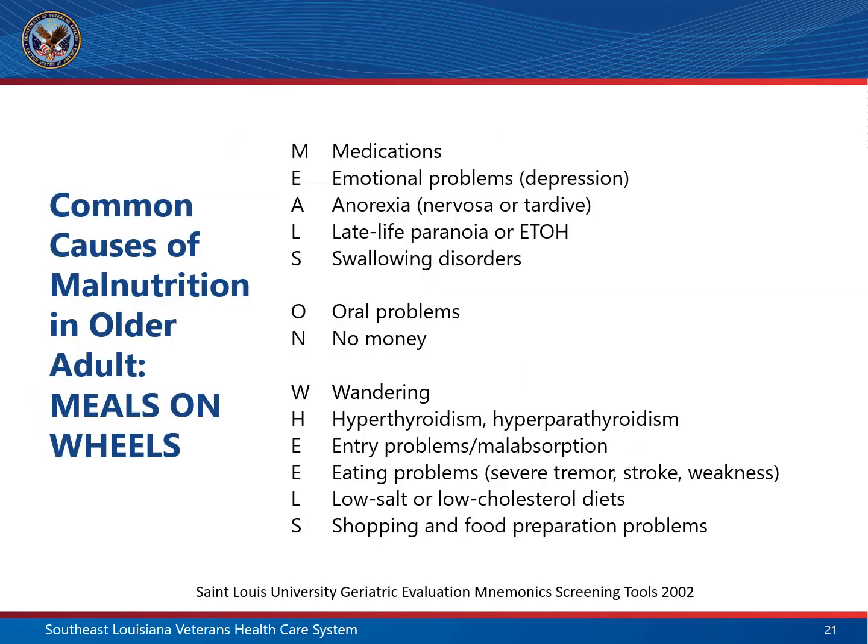So common causes of malnutrition in older adults, you can think Meals on Wheels. This was excellent. It was done by the St. Louis University Geriatric evaluation team, and they have a screening tool. It's called Meals on Wheels. It's easy to remember. M is medications.